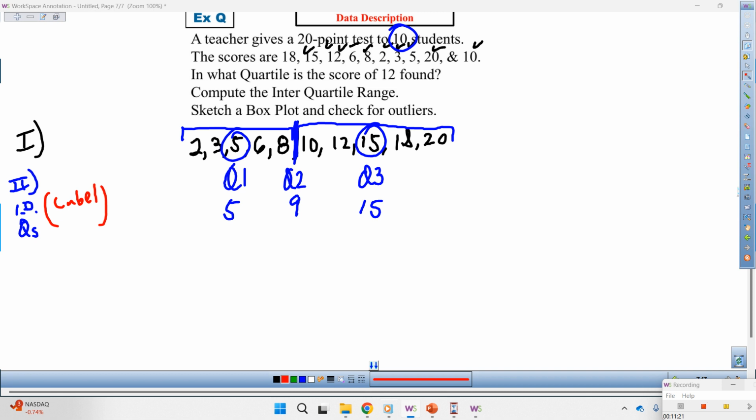We got the number itself, but the whole data is divided into quartiles. Now, before I label it, what does the word quartile remind you of? Think about it, something common. Tell your neighbor, what does it remind you of?